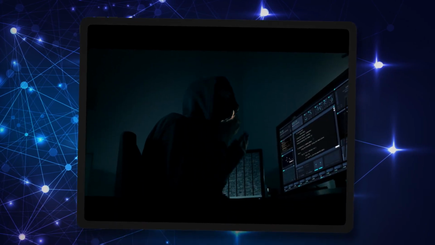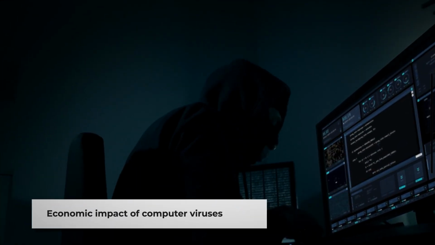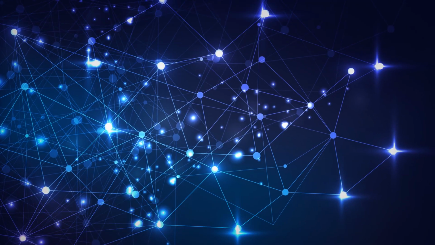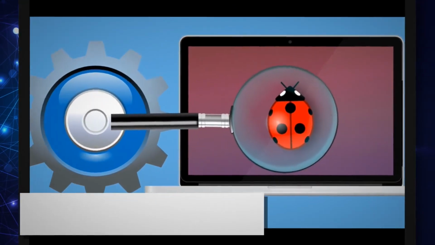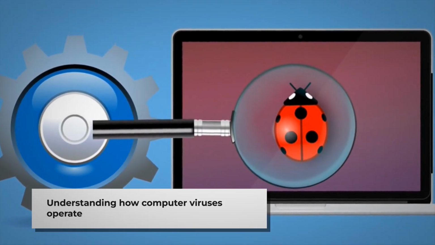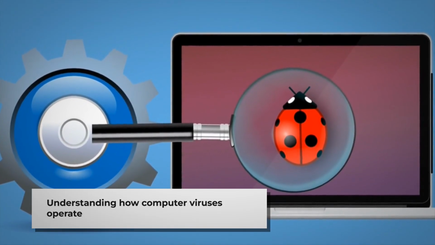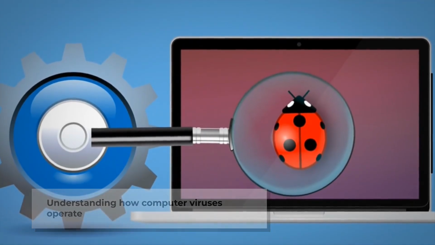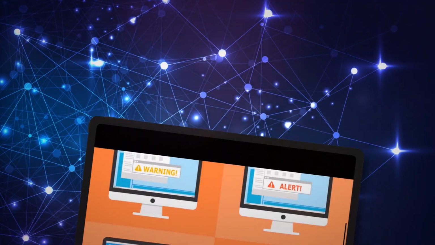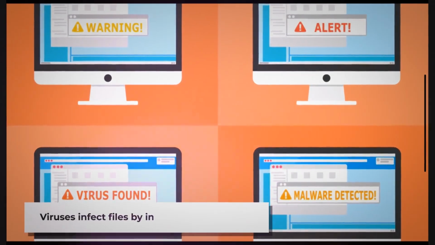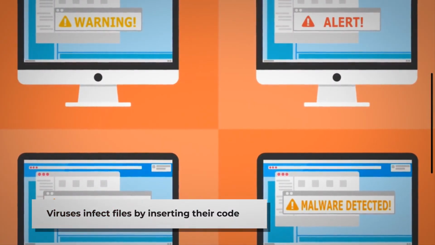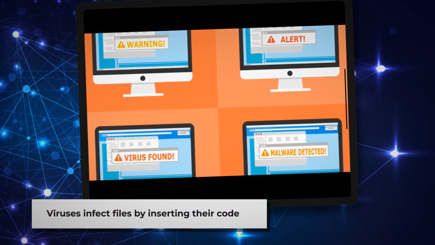Computer viruses have caused over $100 billion in damages since they first appeared in the 1980s. But what exactly are these digital pathogens, and how do they actually work? A computer virus is a type of malicious software that, much like its biological namesake, attaches itself to a host and replicates. The key characteristic that defines a true computer virus is its ability to insert its code into other programs or files, effectively infecting them.